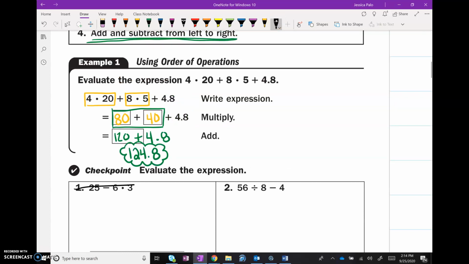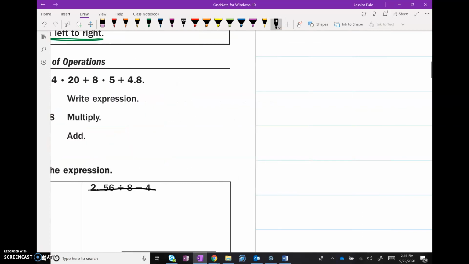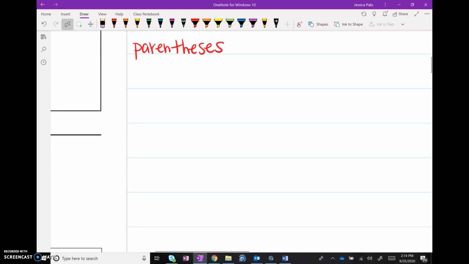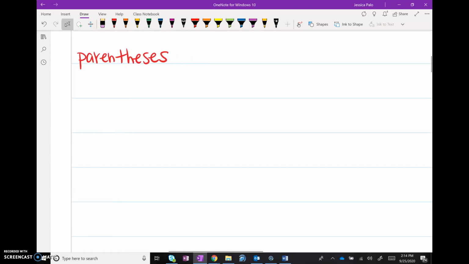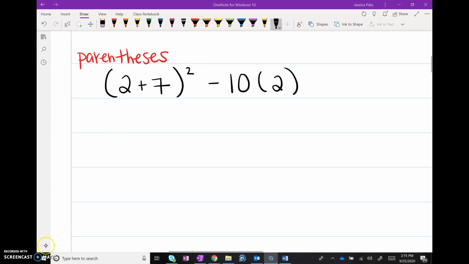Instead of these checkpoint problems, we are going to slide off to the side and do some examples with different types of grouping symbols, starting with parentheses. Let's simplify this expression. Using GEMDAS, we are first going to look for grouping symbols. I found parentheses. So I want to go in the parentheses first.